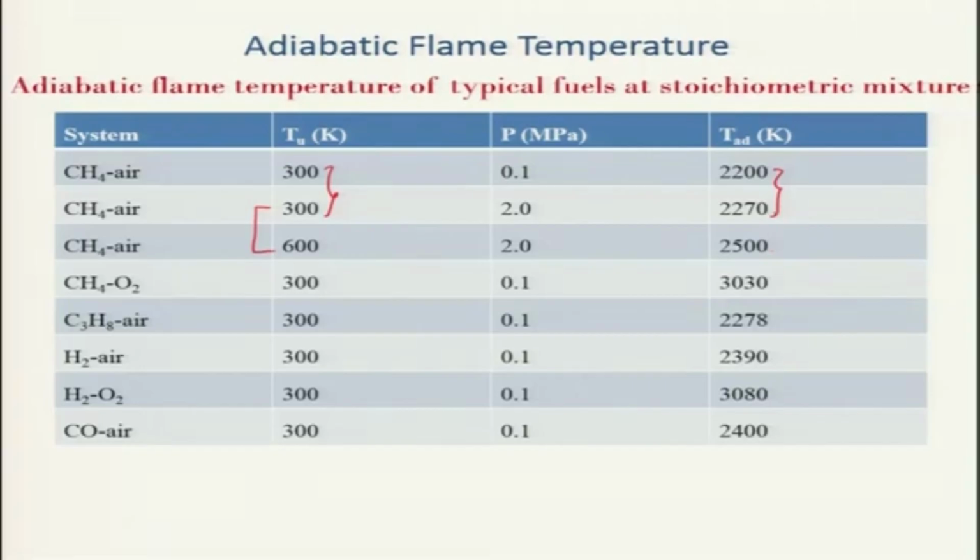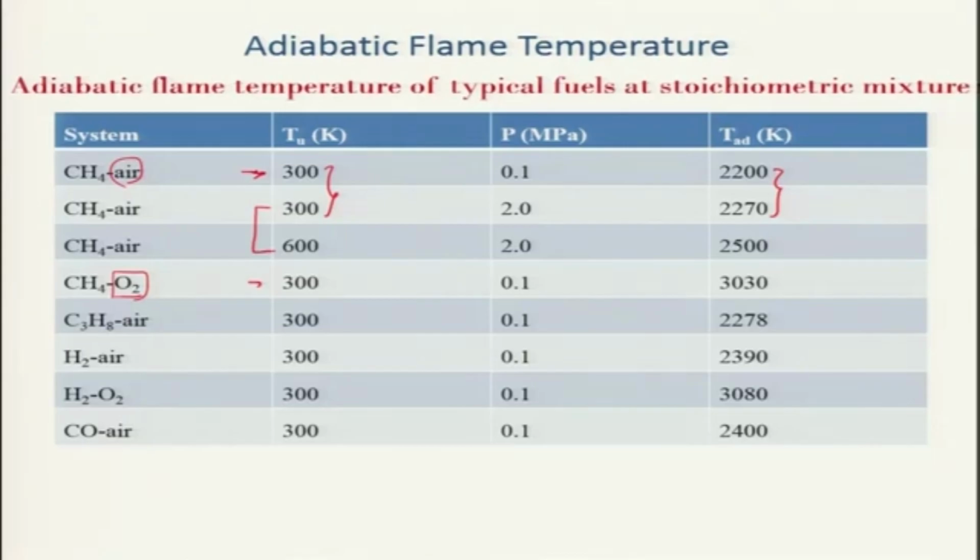So, therefore, there is a much increase in temperature. And if I compare with this one, both the things, methane air at 0.1 atmosphere pressure, the only difference is that instead of air I am using oxygen here. So, you can find in place of 2200 Kelvin for methane air, the adiabatic temperature becomes basically 3030 Kelvin, which is much higher. That means oxygen plays a very important role, because nitrogen acts as a diluent and it takes a lot of heat during the combustion.